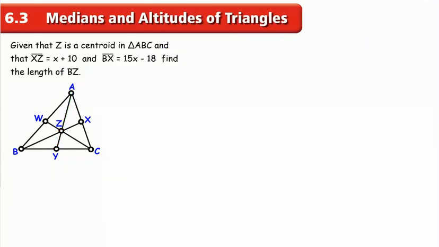Here's another one. You can pause the video here and try to work it out on your own. Once you've got your answer, unpause the video and see if you get the same result I have. Given that Z is the centroid of the triangle and XZ, well, here's our XZ. That is x plus 10. I see that's going from the base to the centroid. So this is 1/3 of the median. And then they give us BX. Well, BX is the entire median.